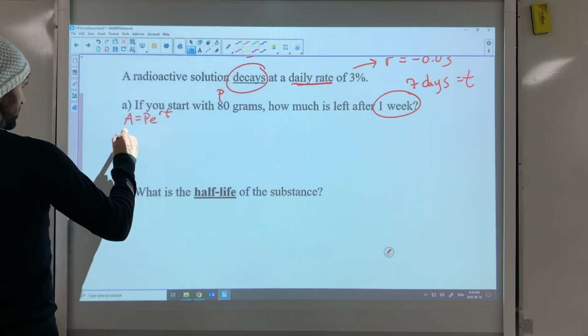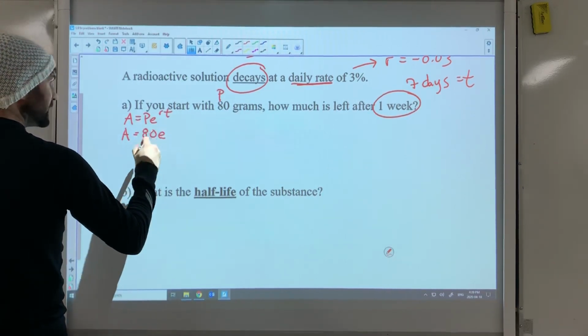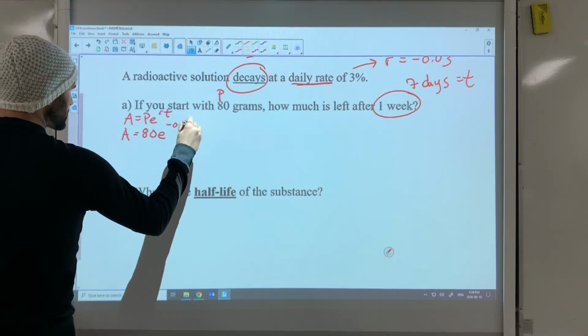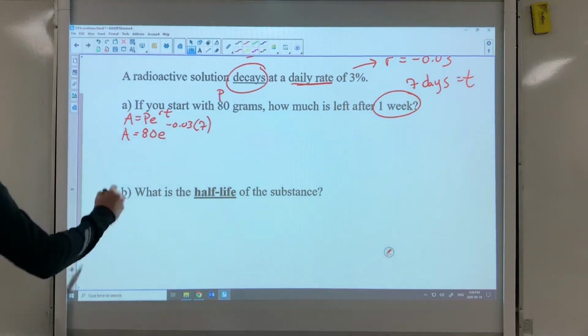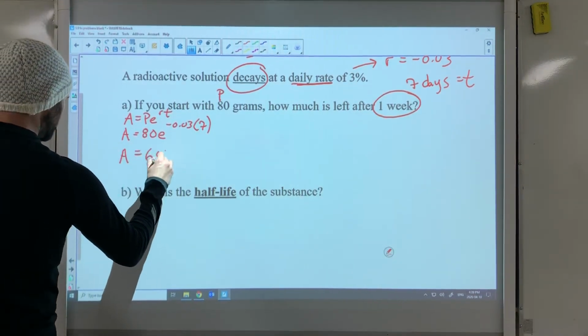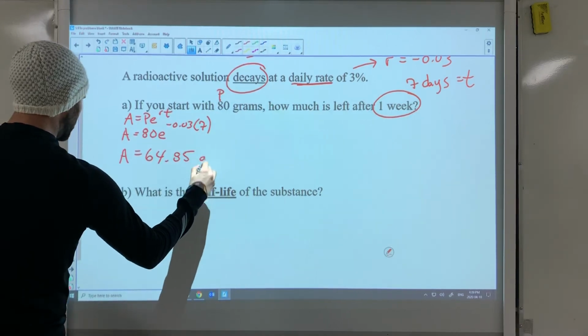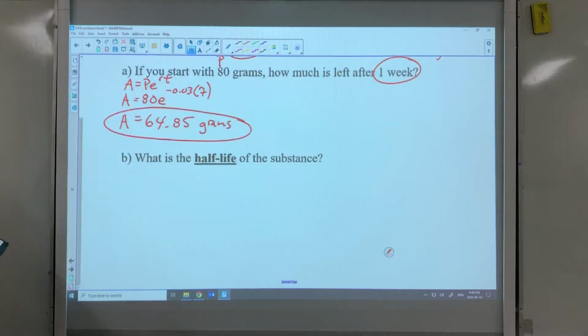So we are looking for how much is left over, so that's A. We started with 80, e raised to the negative 0.03 times 7. Pop that in on your calculator, and you will get an answer of 64.85 grams. Great. Now, what is the half-life?